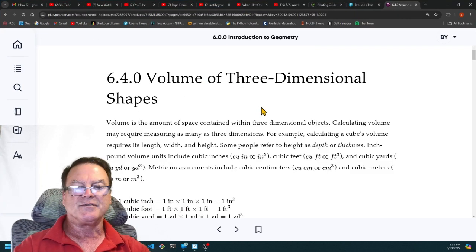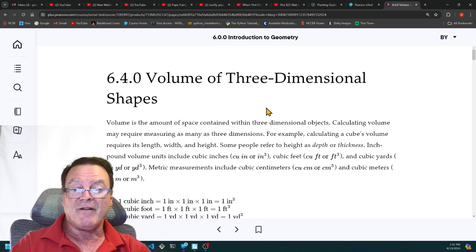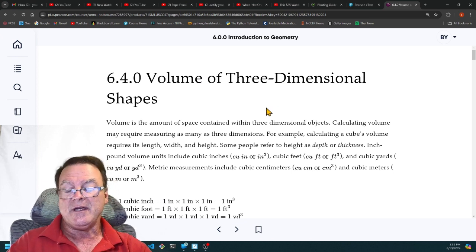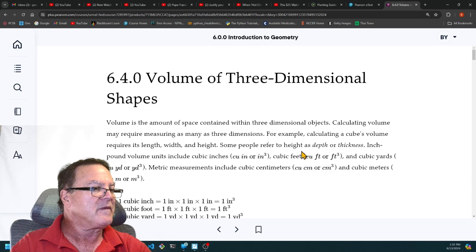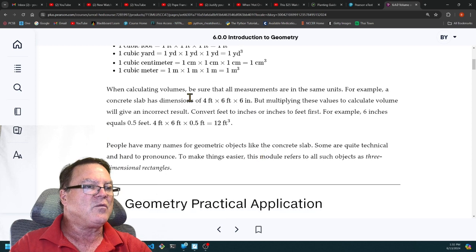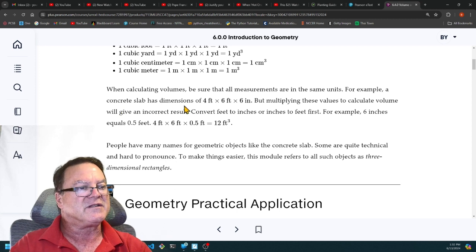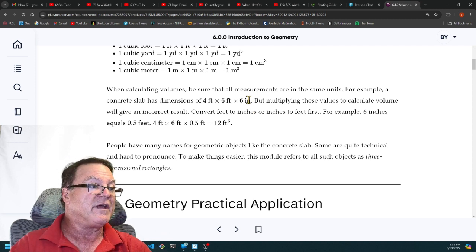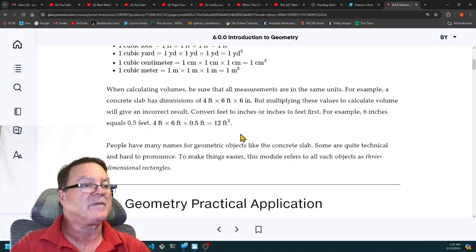Volume for 3-dimensional shapes. Now remember, when you're talking about volume, you're going to talk about cubic inches or cubic centimeters. This is volume, so it's in 3 dimensions, length, width, and height, depth, as they call it. Okay, when calculating volumes, be sure all measurements are in the same units. For example, a concrete slab has dimensions of 4 feet by 6 feet by 6 inches. So we're going to call that 6 inches 0.5 feet. That will get us all in the same unit.